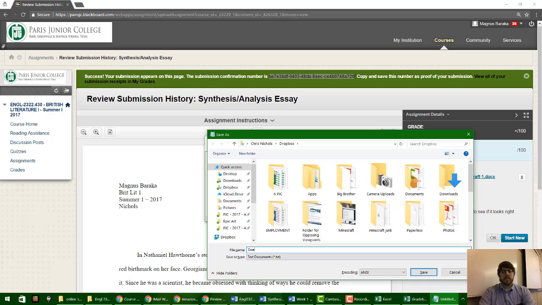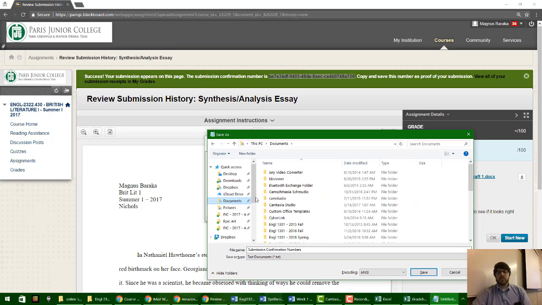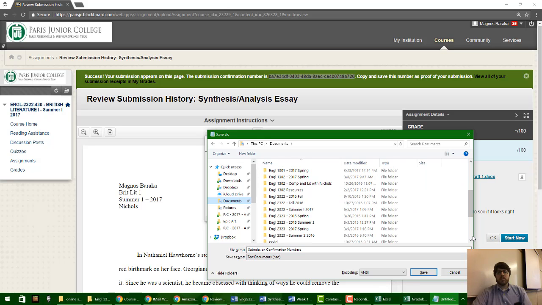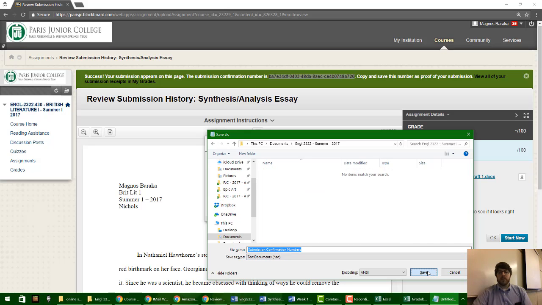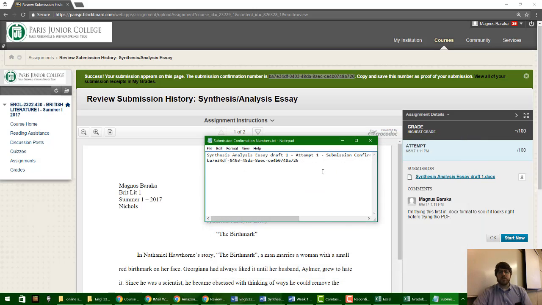Let's call this submission confirmation numbers. We're going to add this to the documents folder. And that's going to be English 23-22, Summer 1 2017, open, and save. So now I've got a folder saved with my confirmation number. So this has proof now that I submitted something. That's really neat. I didn't know that they had done that. That's something they just added, I guess.